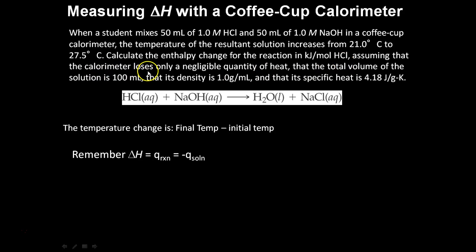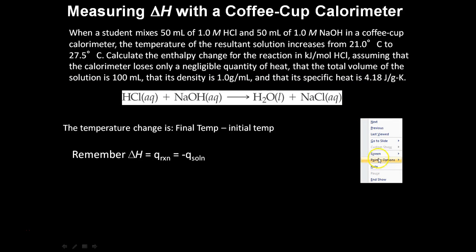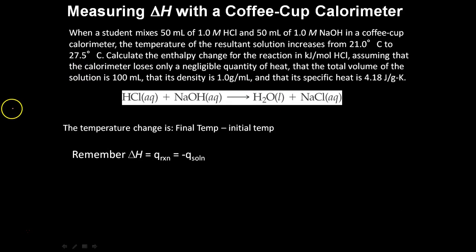Assuming that the calorimeter loses only a negligible quantity of heat, that the total volume is 100 milliliters, that the density is 1.0 grams per milliliter, and that the specific heat is 4.18 joules per gram Kelvin. Notice we've got a lot of assumptions down here, but all of these assumptions are valid for this type of question. They will not change the results very far from what they should be, that is, they'll have negligible effects.